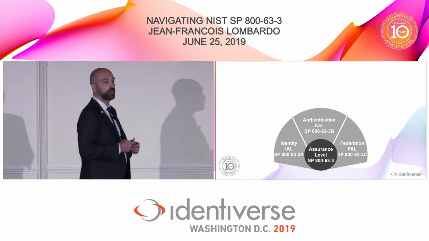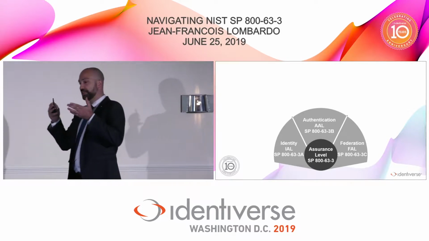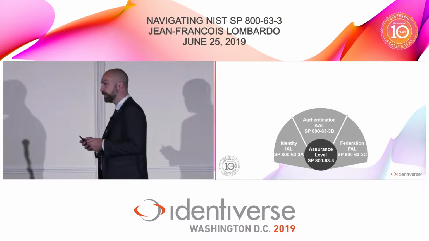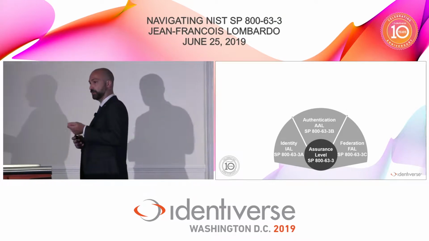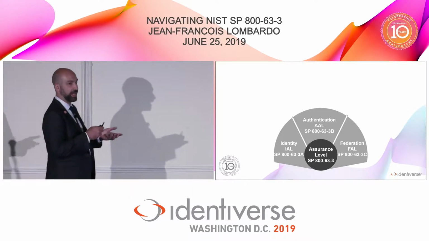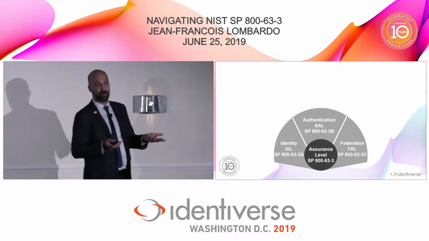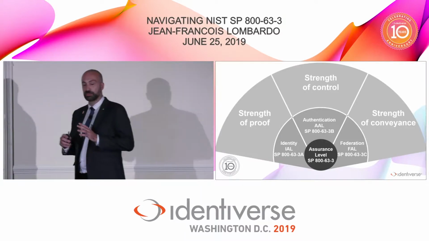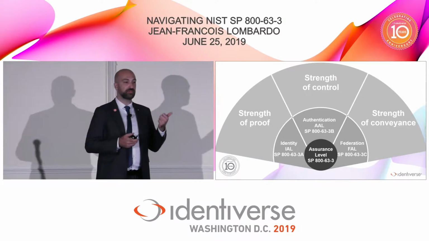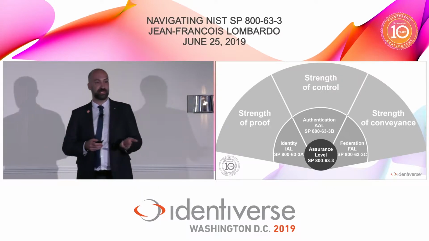As you know, version 3 of the NIST framework is an extension of version 2, which tends to decompose the level of assurance of the framework into three specific aspects. The first one is the identity assurance level, IAL for short. There is the one that concerns authentication, the AAL, and there is one that concerns the way that we transport those identities, which is the FAL, the Federation Assurance Level. So we try to assess the strength of proof, the strength of control, and the strength of conveyance of those identity elements.